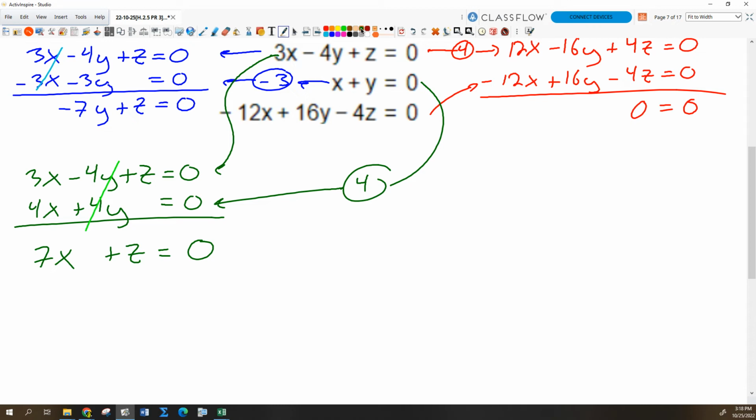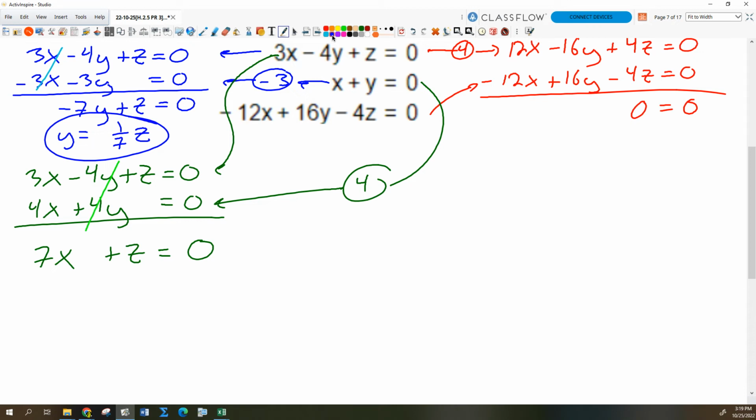I end up with y being related to z and x being related to z. So here's how I could write this solution. If I solve for y up here, I get y equals 1/7 z. That's important. That tells me that whatever value z is, y is always going to be 1/7 of z. So if I pick z to be 70, I know y is 10. The y coordinate is 10, guaranteed.